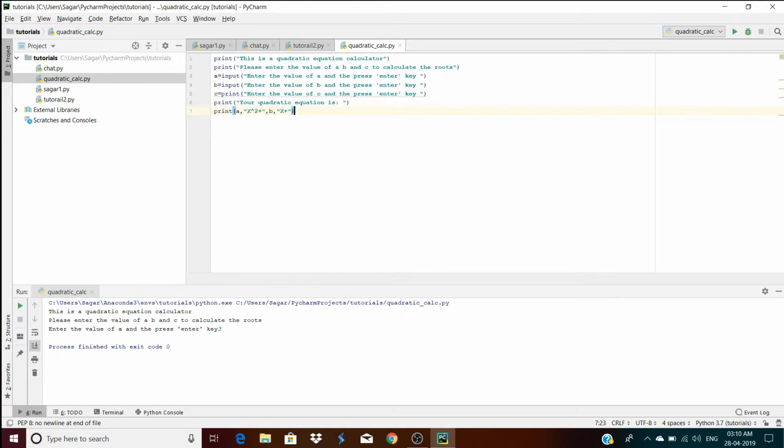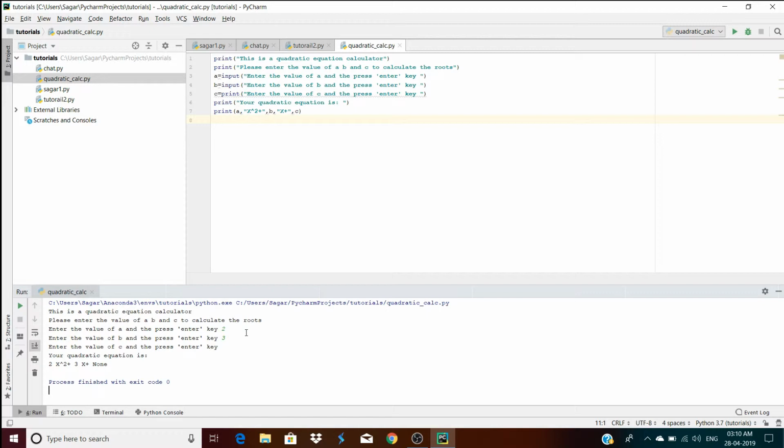Fine. So let us just run this much of code and see if any error is coming or not. Yeah, after this, fine, we enter the value of a as 2, b as 3, and c. Oh, it's not asking for c. Oh, we have written print here. We should write input, INPUT. Now let us just rerun this and see what happens.